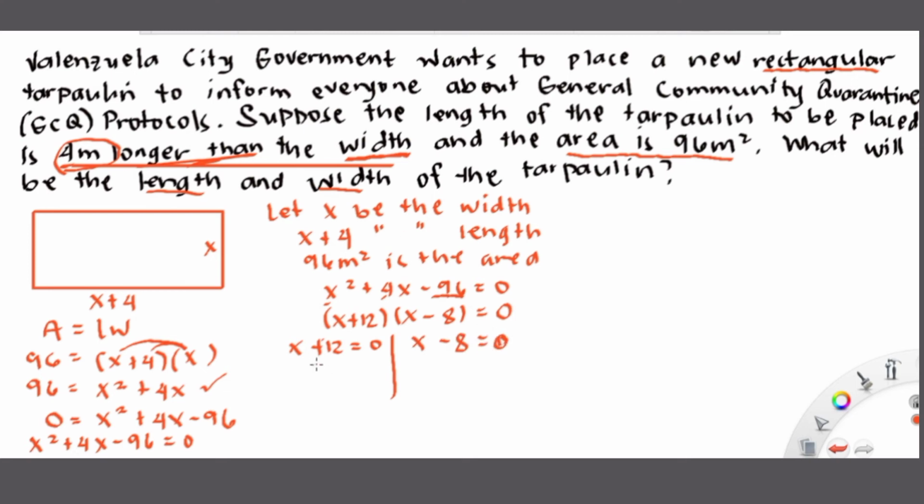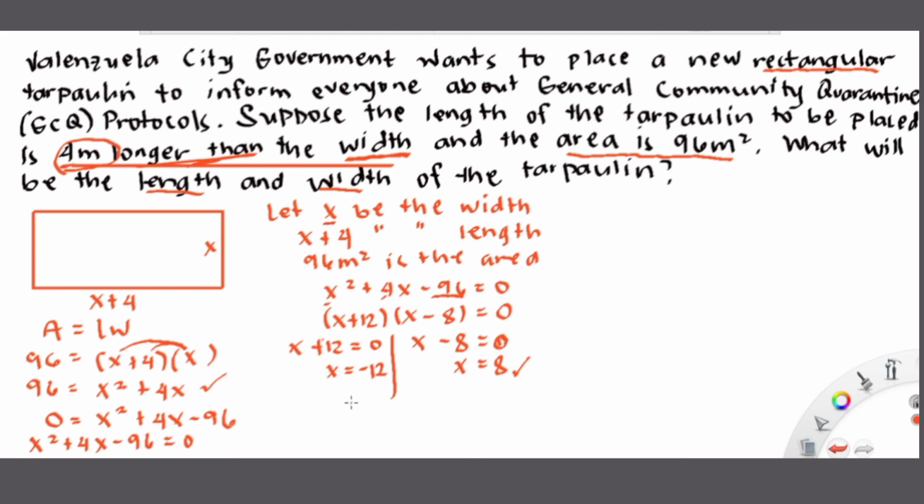So, let's solve for x. Here, x is equal to negative 12. And here, x is equal to positive 8. So we have now the values of x. So again, going back to the problem, x is the representation for the width. So again, we talk about measurement. So, ang nasolve nating values ng x ay negative 12 and positive 8. And if we're talking about measurement, hindi tayo pwedeng magkaroon ng negative. Right? We discussed that from our previous example. So, hindi natin pwedeng kunin ang negative 12 because measurement cannot be negative. So, therefore, kukunin natin ang x equals 8. So, the value of x is positive 8.